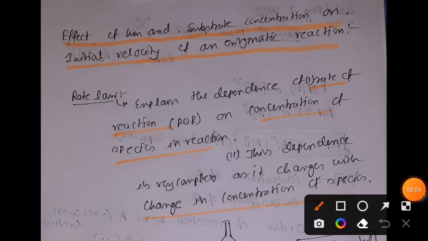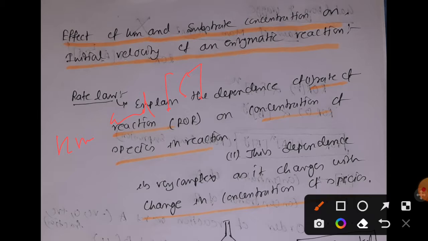This video is going to be the third video lecture of enzyme kinetics, where we will talk about the effect of Km, that is the Michaelis-Menten constant that we talked about in the previous video. If you have not watched the previous video, I recommend you go and watch it, so it will be easier for you to understand this video.